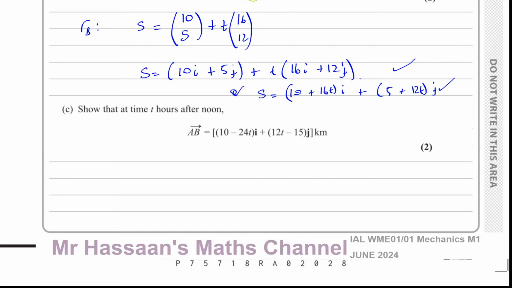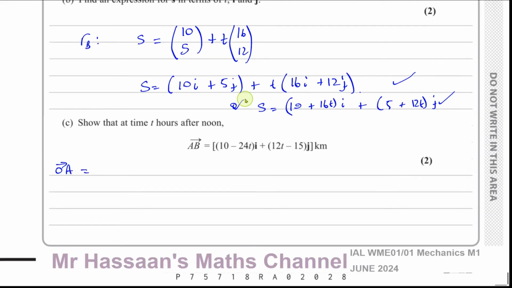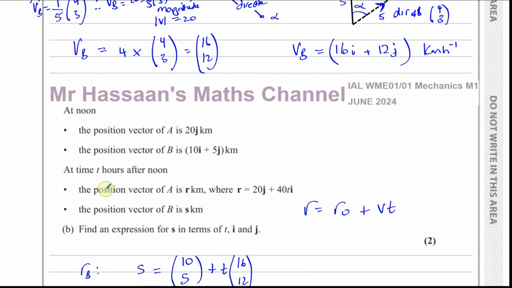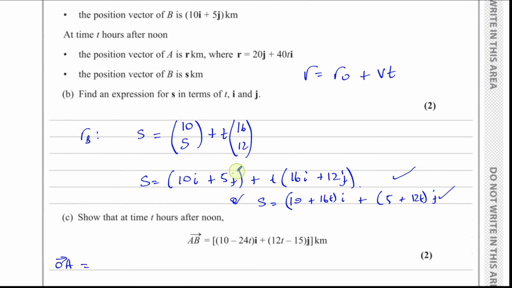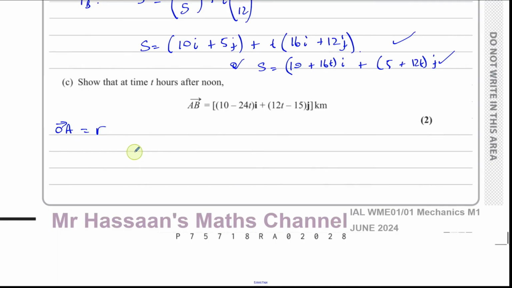Now for part C, it says show that at time t hours after noon, the vector from A to B is given by (10 minus 24t)i plus (12t minus 15)j kilometers. So the vector from A to B can be found as follows. First of all, we know the vector from O to A. The vector from O to A is the position vector of A, which is R.